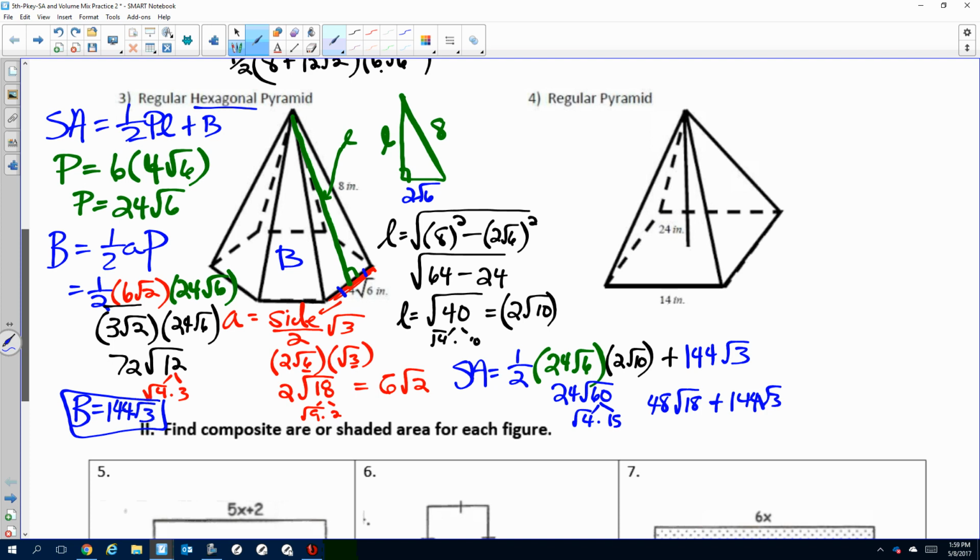Now, this is perfectly fine because, and I wrote 18 when it should be 15. Let me rewrite that. Did I even say this correct? 48 root 15 plus 144 root 3. We cannot add them because they're not like radicands. So this is your final answer.